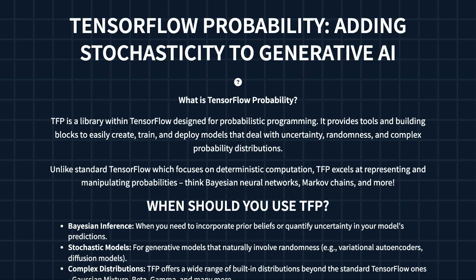Unlike regular TensorFlow, which is great at precise calculations, TFP lets us work with things like random numbers, different distributions of data, and even incorporate our own knowledge or assumptions into models. You'd really want to use TFP when you're building Bayesian neural networks, generative models where randomness plays a role, or simply when you need a more robust way to understand how confident your model is in its predictions. It gives us tools for representing complex probability distributions that go beyond what we can easily do with standard TensorFlow.